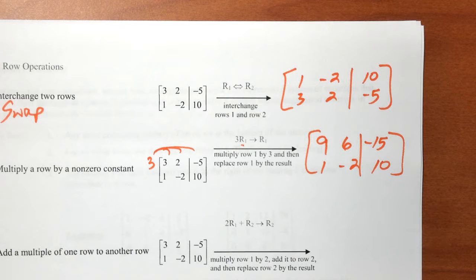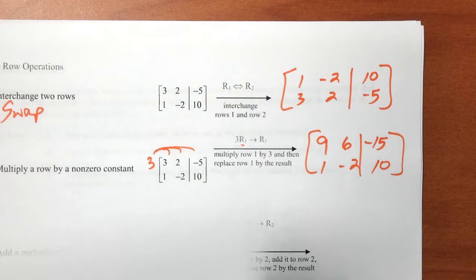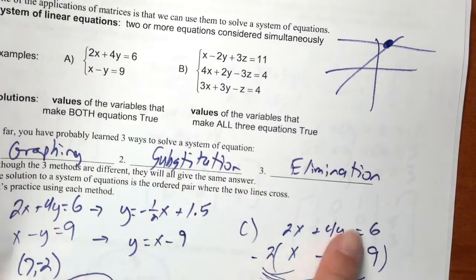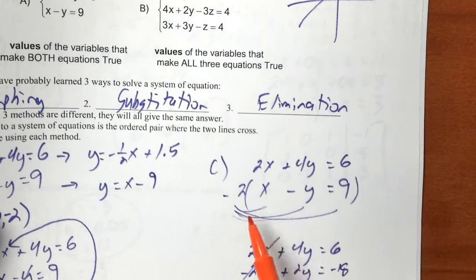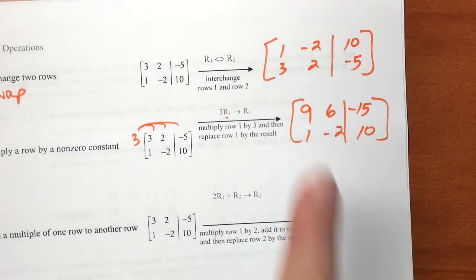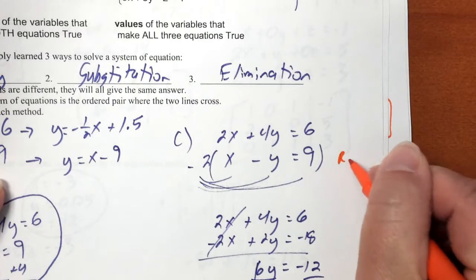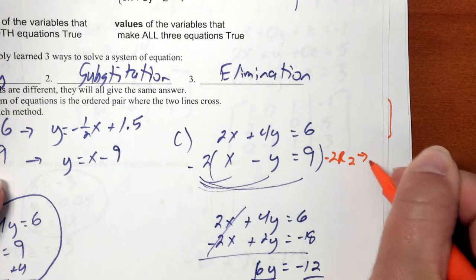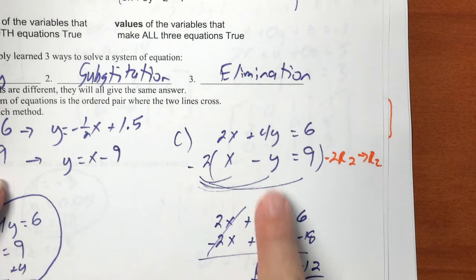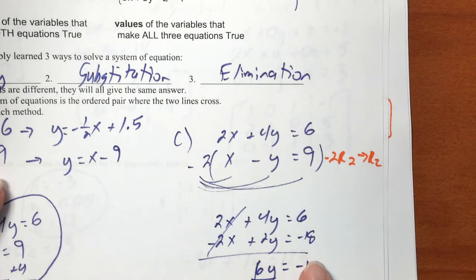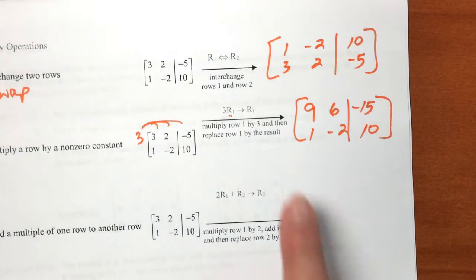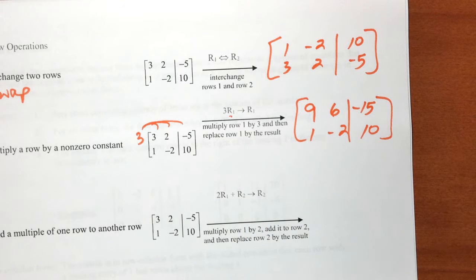Basically, why you would want to do that with matrices, that's what we did with elimination over here. Remember how we had the 2x plus 4y equals 6 and the x minus y equals 9? Well, we multiplied row 2 by negative 2. So even though we didn't write it using this notation, that's what we did. We said, hey, take row 2, multiply by negative 2, stick that result in row 2. Negative 2 times x was negative 2x, negative 2 times negative y was positive 2y, negative 2 times 9 was negative 18. We didn't write it using row operations, but that's what happened. So that's all this row operation is doing.